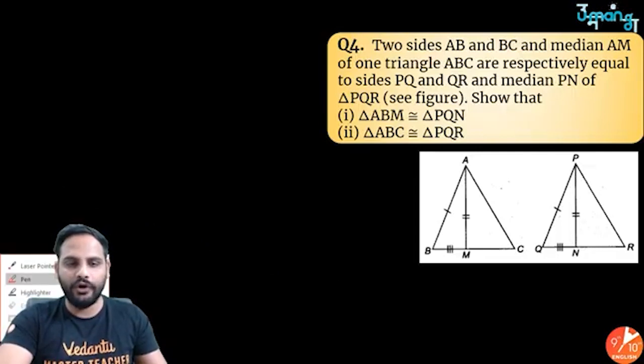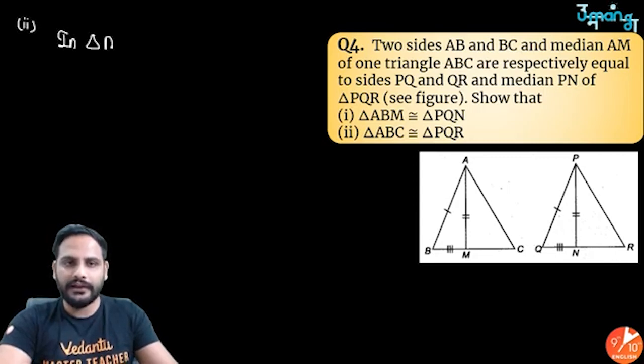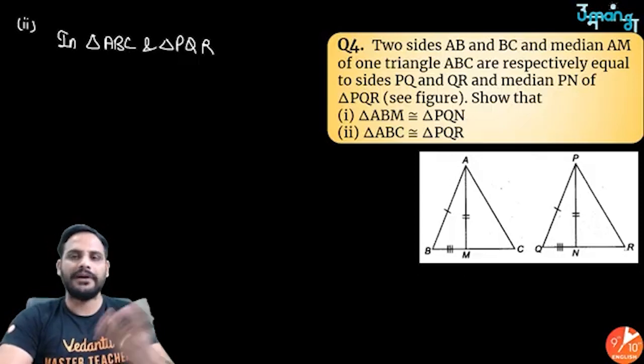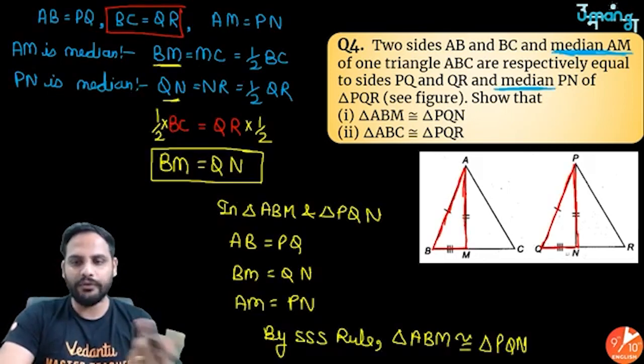Now, if I want to prove triangle ABC is congruent to triangle PQR, so in triangle ABC and triangle PQR, what do I have? I have AB is equal to PQ. I have BC is equal to QR. But nothing else I know. AM and PN I cannot use in the triangles ABC and PQR. AM and PN are not those sides. So what I will do, I will go backwards.